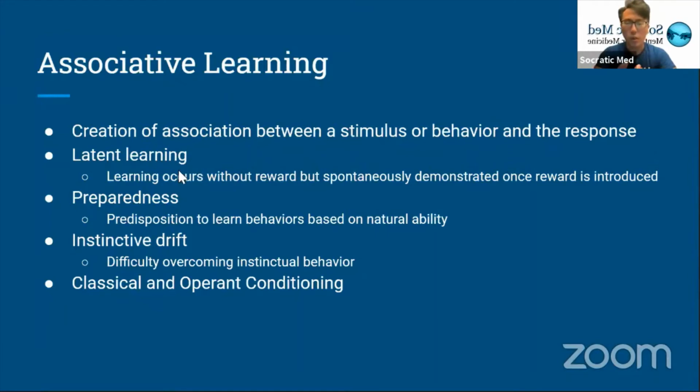So there's a type of learning called latent learning. That's when you learn without reward given to you, but then you can spontaneously demonstrate the behavior after a reward is presented. So that's when you unconsciously learn a specific behavior without knowing, and it's not something that you would normally do, this behavior, but then after you're presented with a reward, you spontaneously demonstrate it because you unconsciously learned it in the past.